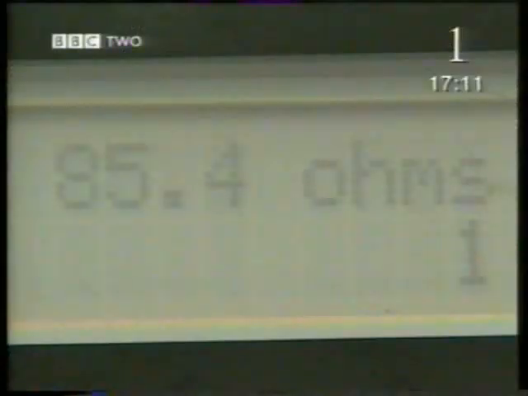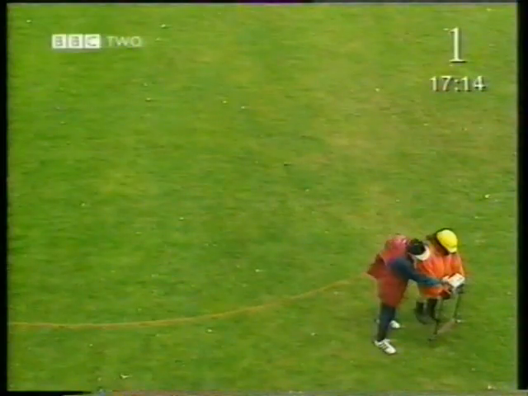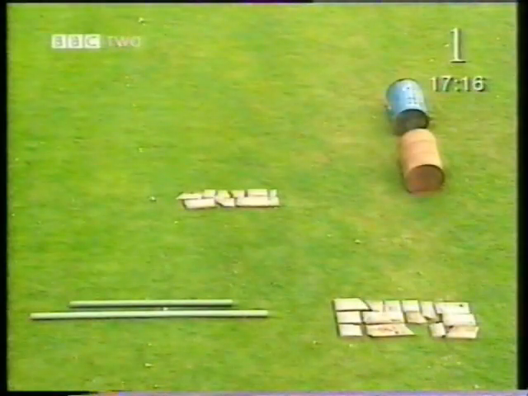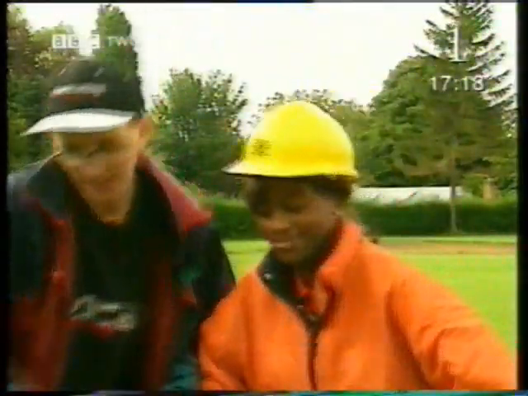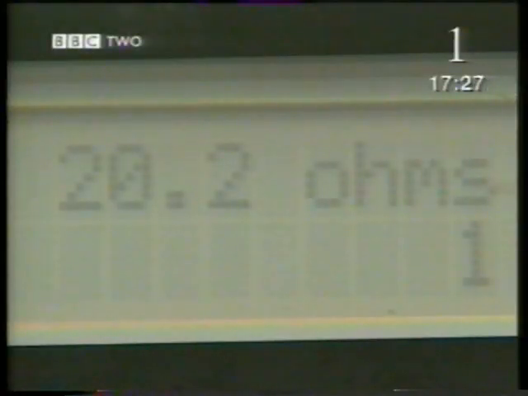Well, it's a high resistance, yeah. So maybe it's the plastic pipes or the concrete blocks. Possibly. Should we try somewhere else? Come on. I'm not falling for this one. I suspect that with this reading, it's about the reading of the ground. So, I don't think there's anything down there.